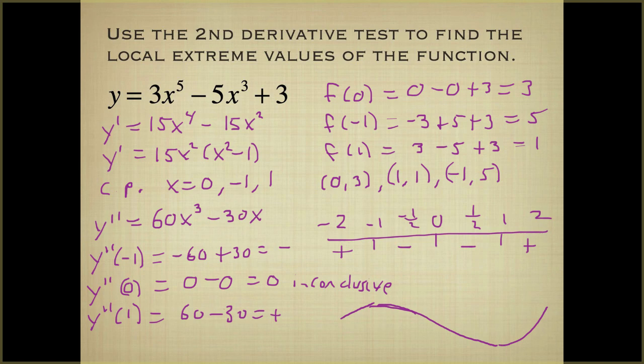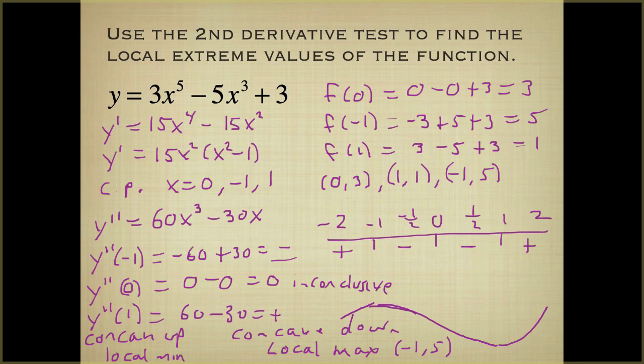So using our first derivative into our second derivative, we have a negative here. This means this is concave down. And we have a local max at -1, 5. We have a positive for our second derivative at 1. So this is going to be concave up at 1. And we have a local min. And our local min is (1, 1).